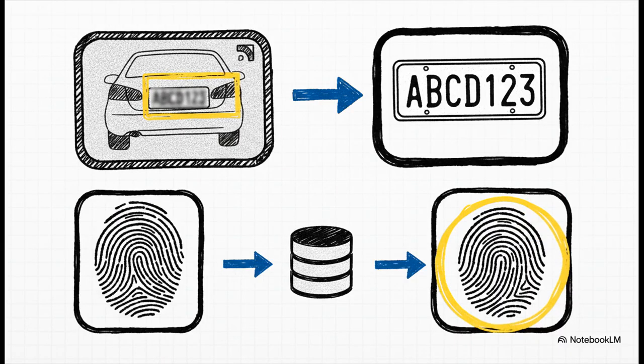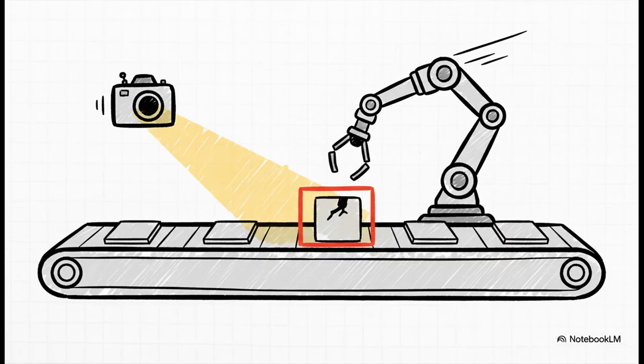Image processing is also a huge player in modern law enforcement. It's the engine behind those systems that can automatically read a license plate number from a super grainy security camera video or match a tiny partial fingerprint found at a crime scene against a database with millions of prints in just seconds.